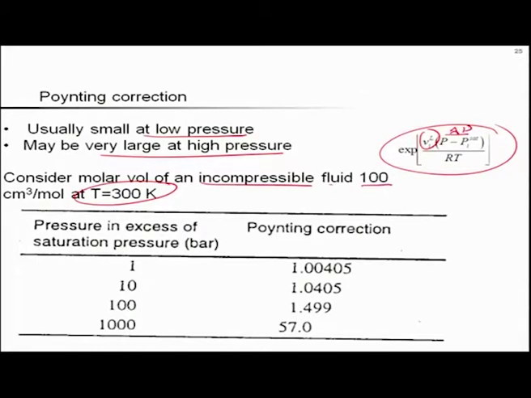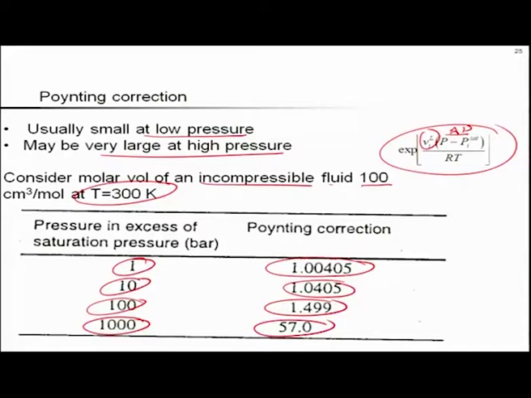So if we consider delta P, the pressure in excess of saturation pressure, as 1, the Poynting correction is only this, which is close to 1. But if you consider 10, it increases, but not to that extent, it is negligible. But one more increase by one order increases this Poynting correction significantly, and a further increase by another order, the Poynting correction is dramatically higher. So thus it can be very large at high pressure. This is something which we must understand.